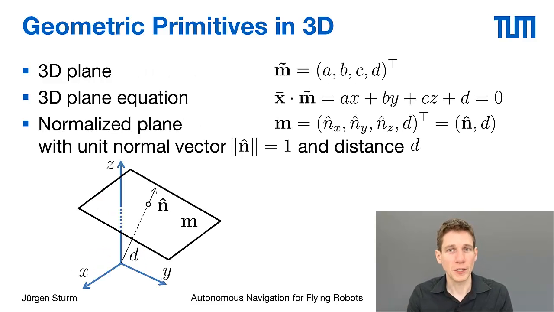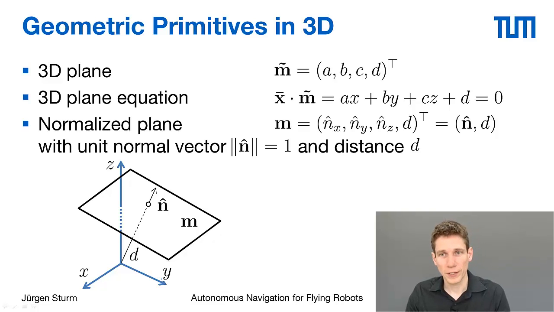We can also define a 3D plane. A 3D plane can be described with 3 parameters in principle, but it's easier to use the homogeneous representation. This vector m tilde has 4 coefficients, and if you multiply that with a 3D point x bar or x tilde and set it to 0, then this equation defines all points lying on the plane. And again, from this equation you can see that the scale actually doesn't matter. So if you multiply it by a constant, we're still getting the same points on the plane.